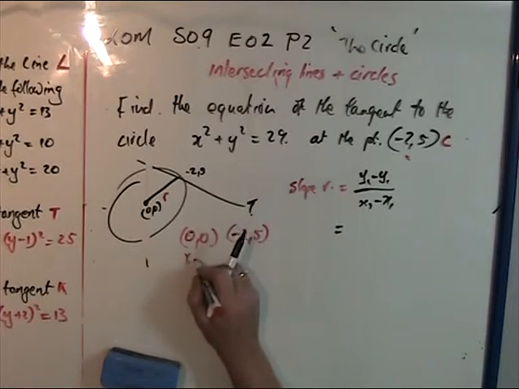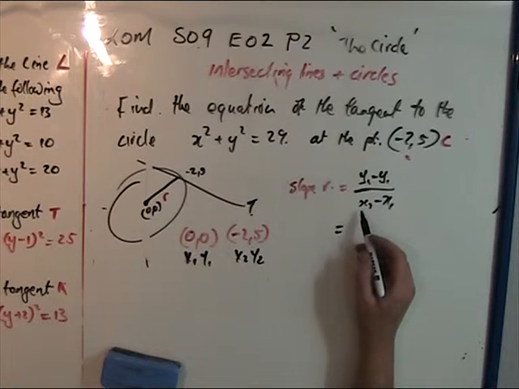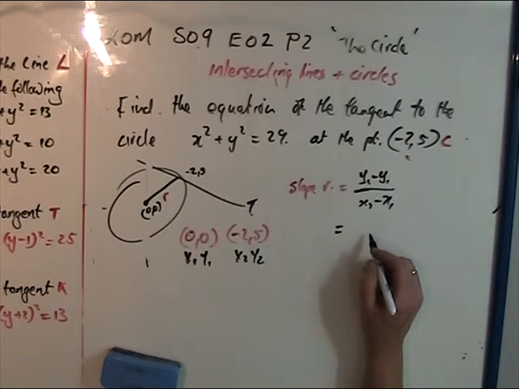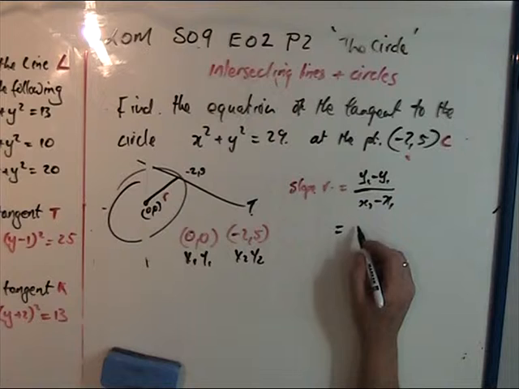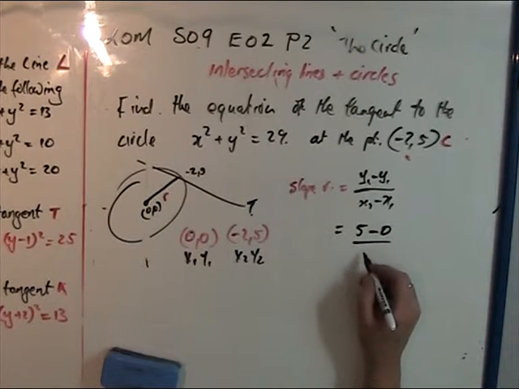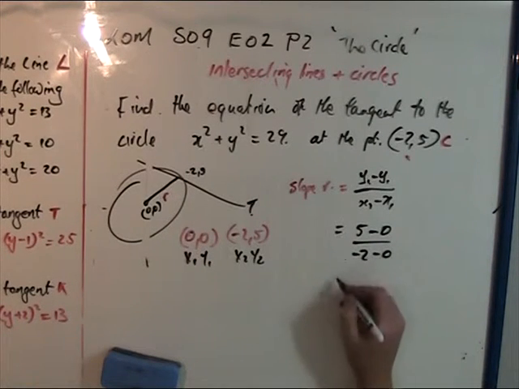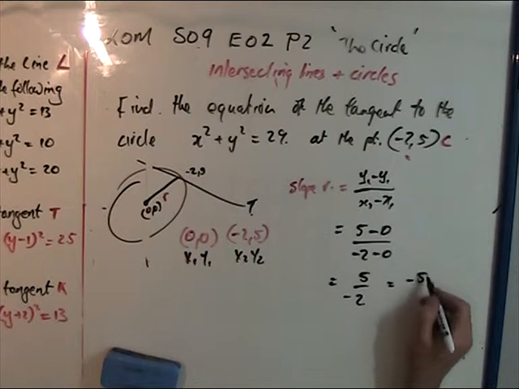So this is x1, y1, x2, y2. I'm putting them into the slope. I'm going to find the slope of R, because in order for me to find the slope of the tangent, I need to invert this slope. I'll show you in a while. So y2 minus y1, which is 5 minus 0, all over x2 minus x1, which is minus 2 minus 0. So that's equal to 5 over minus 2, which is the same as minus 5 over 2.